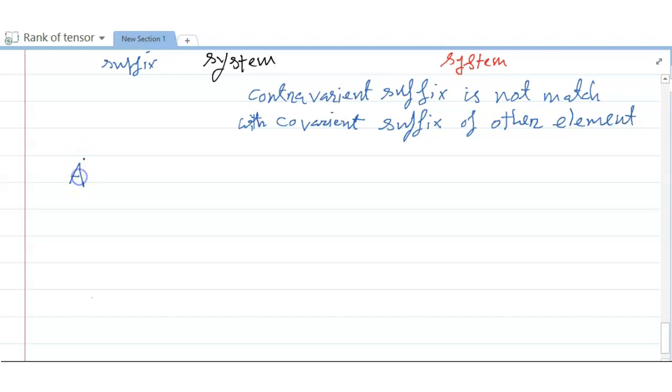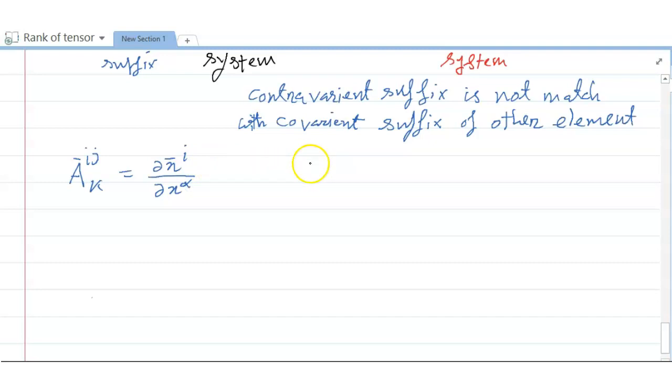A bar i j k equals del x bar i by del x alpha, with suffix alpha, and del x bar j.